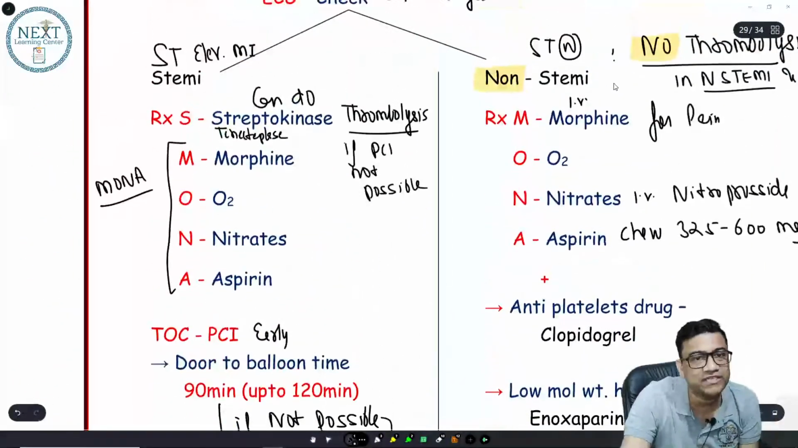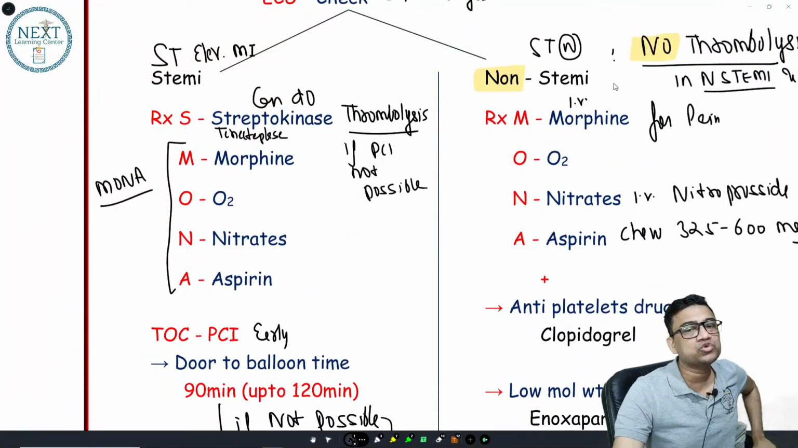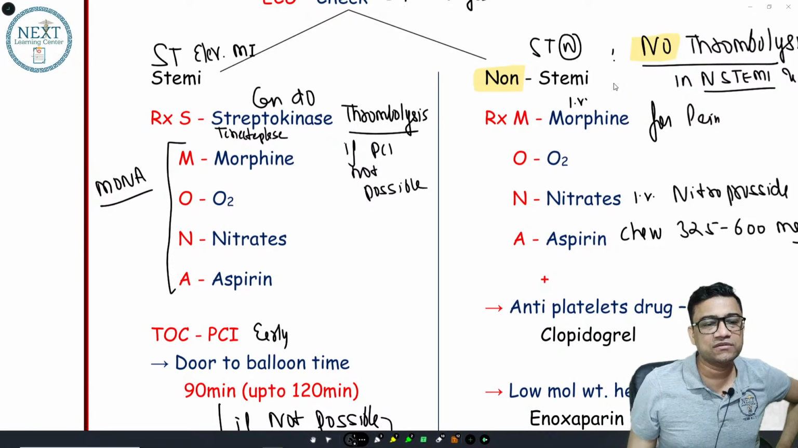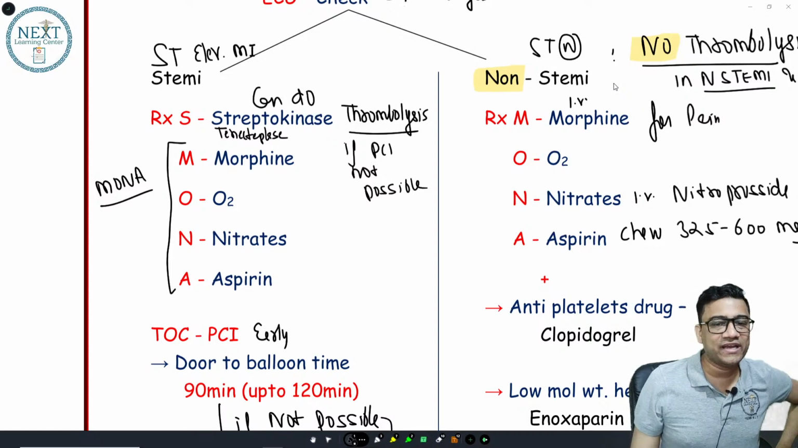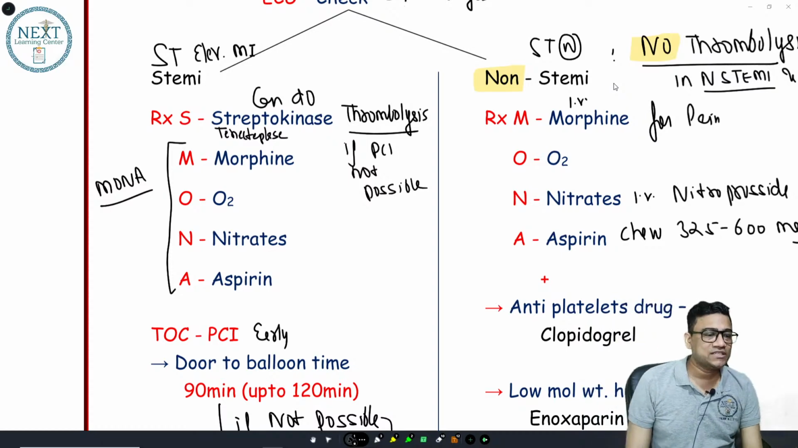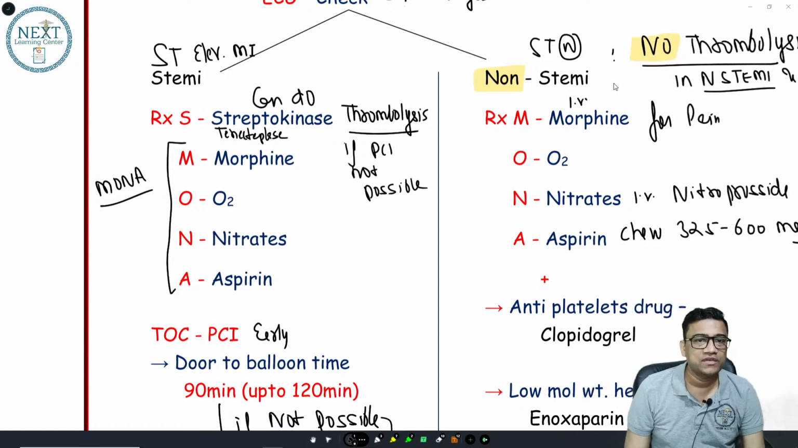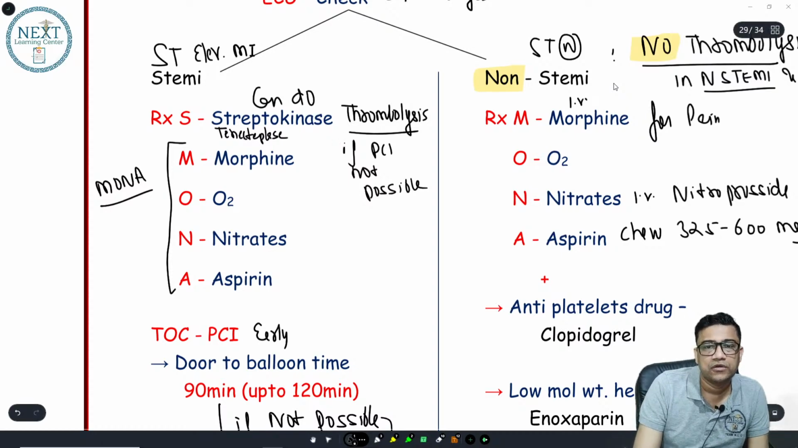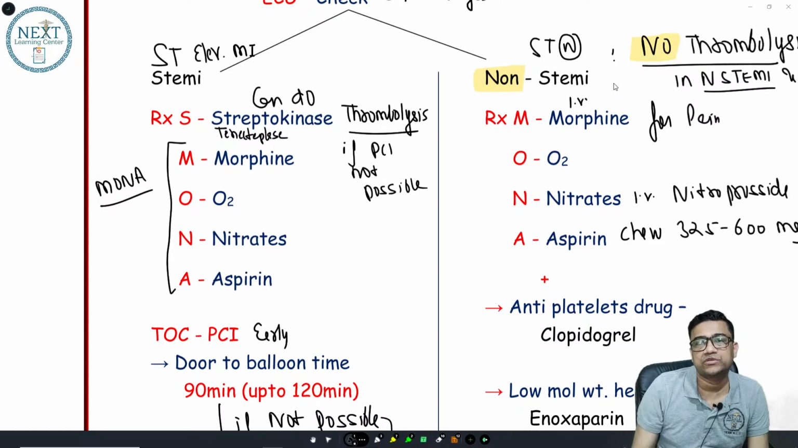If it is ST elevated, then we can do thrombolysis if PCI is not possible. So that's why it is MONA with S, that is streptokinase or tenecteplase. We can use even tenecteplase. So we can do streptokinase thrombolysis or tenecteplase. Are you clear? So that is the whole story.